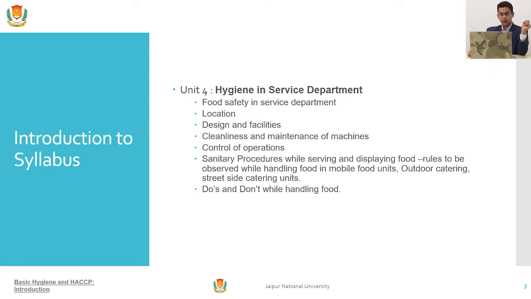Coming to unit 4, we will be studying hygiene in the service department. Service department means where the food is being served to the customer, usually restaurants. In this chapter, we will study what the various layouts are which can be done in a restaurant, what the various facilities and installations are to make sure that cleanliness and hygiene are maintained, what the control of operations is if there is an accident, how do you cover it up within the stipulated time, what the various sanitary processes are, and the do's and don'ts while handling the process.